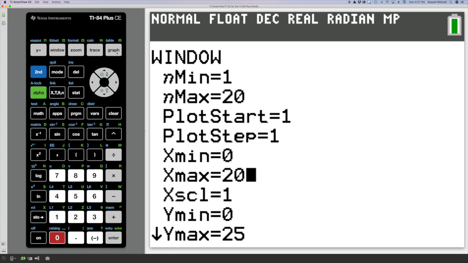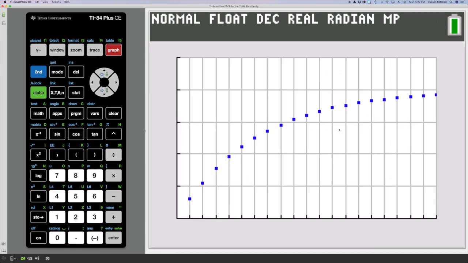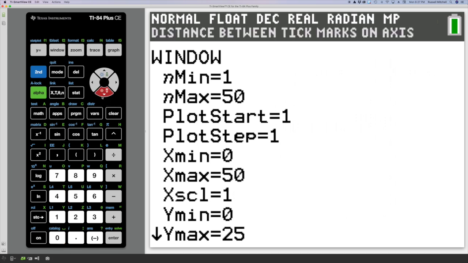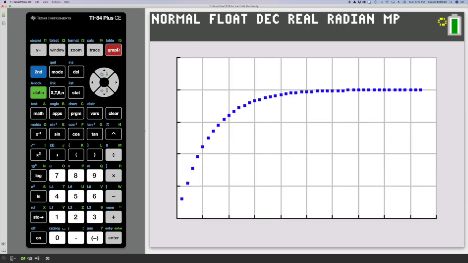And we graph that. So now we're starting to see it's starting to approach it, right? And then we can do 50, right? So if we go to window and we go to 50, that means we need to change our x max to 50. And now I probably change my x scale to 5s and graph that. And now you can start to see that it's flattening out, right? It's approaching a value. That's the converging part, right?